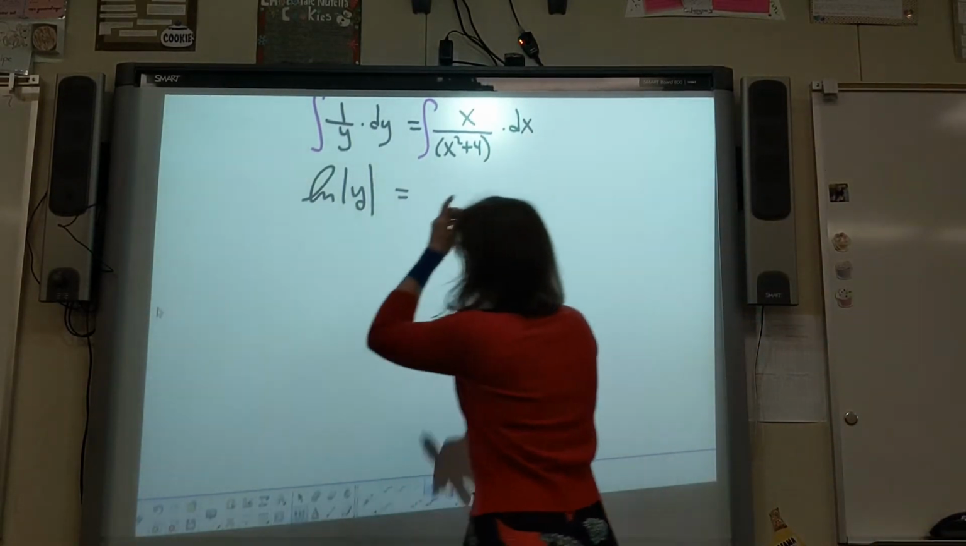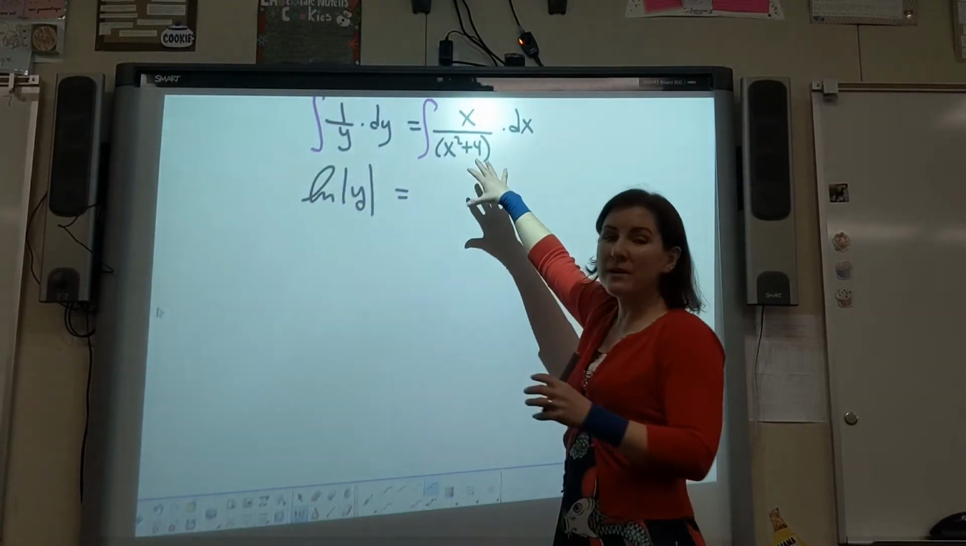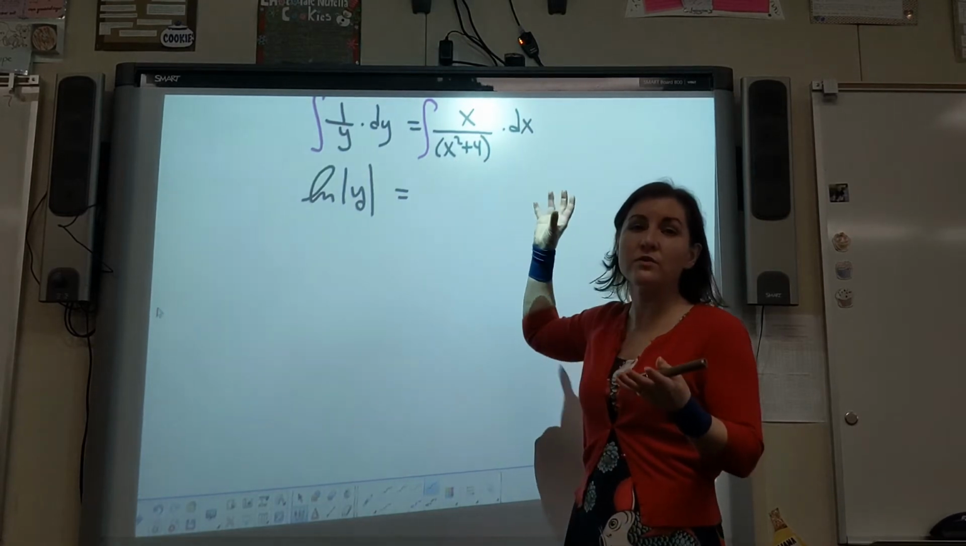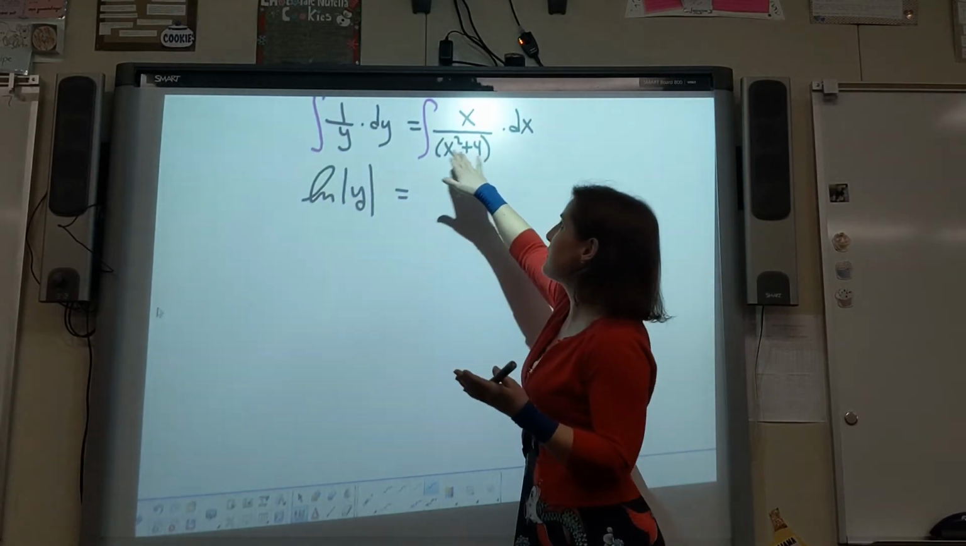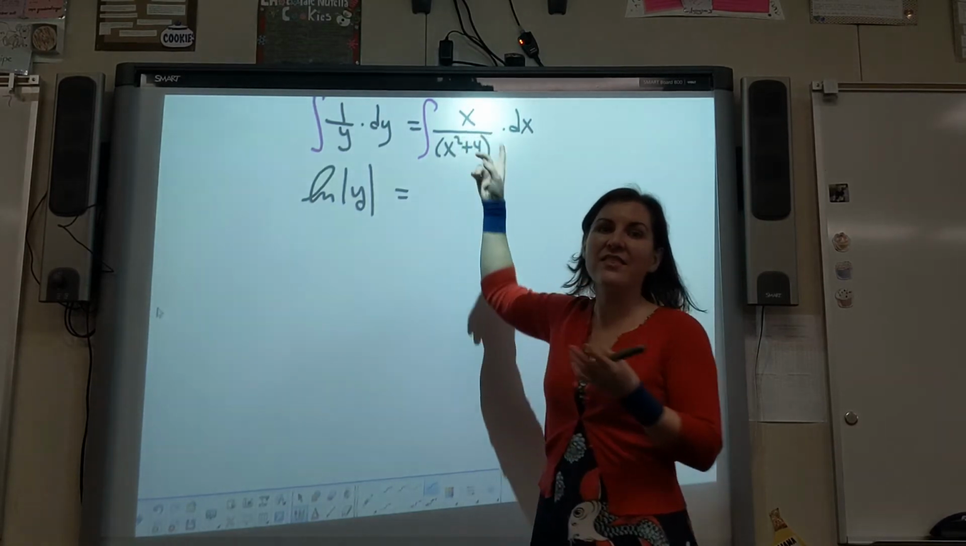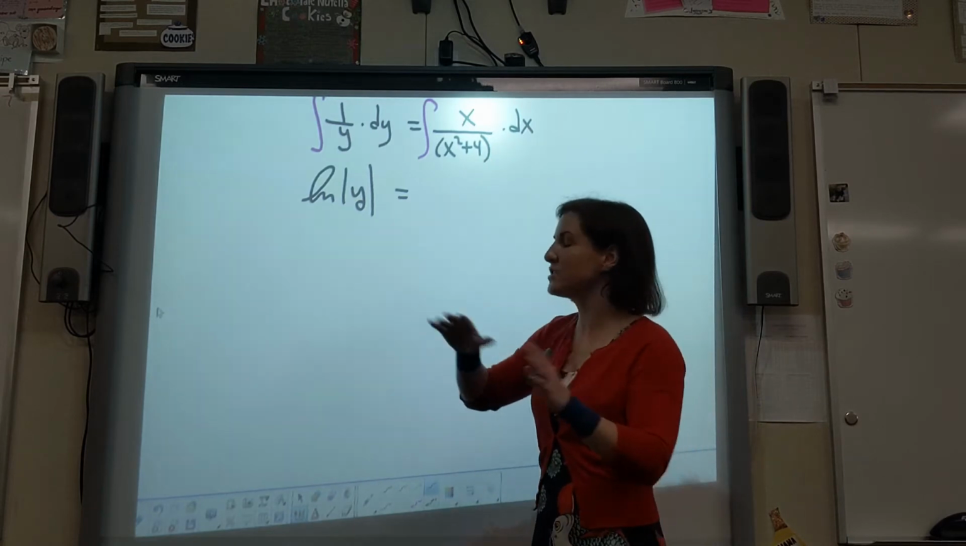If I'm using substitution here, when I'm looking for substitution, a denominator is a great place to look. I noticed the x squared plus 4. That's probably what I'll use, because the derivative of x squared plus 4 is 2x. And look up there, that also has the same variable part, the same x. A difference of a constant is totally fine.